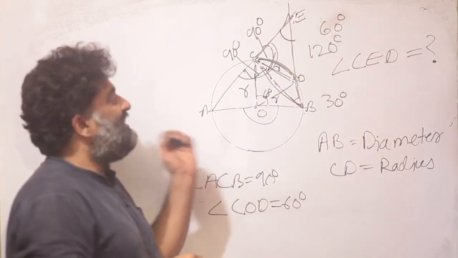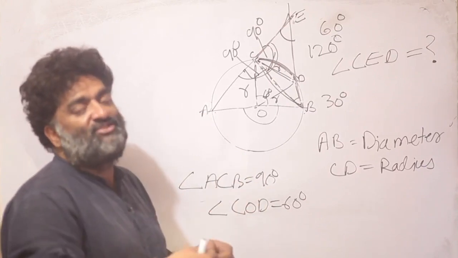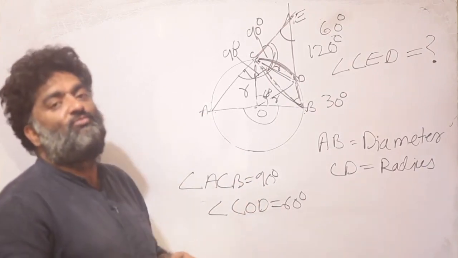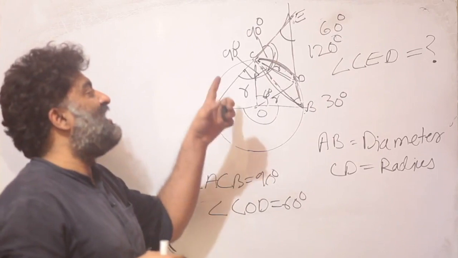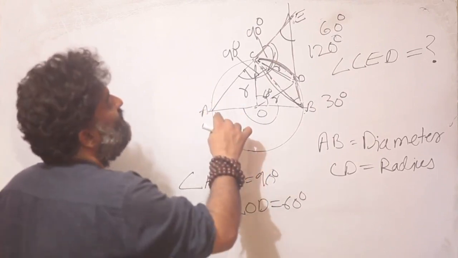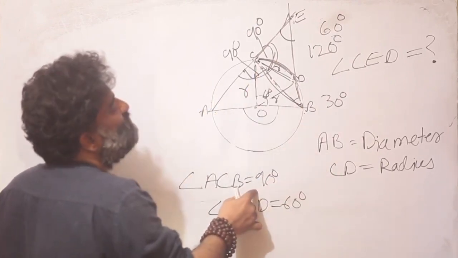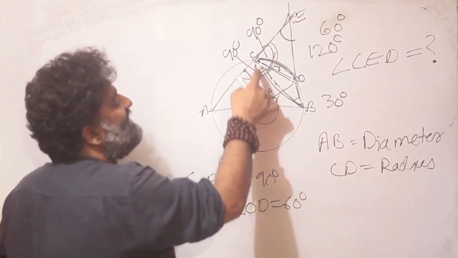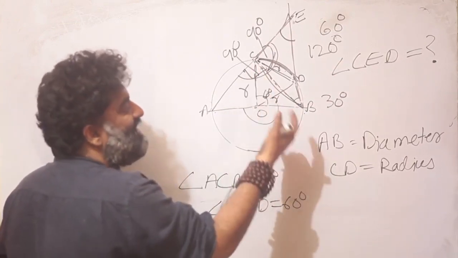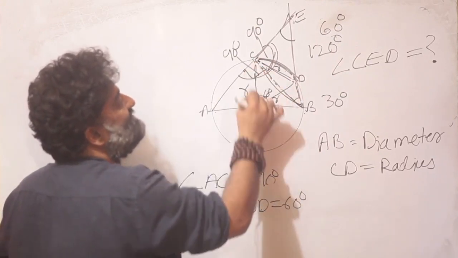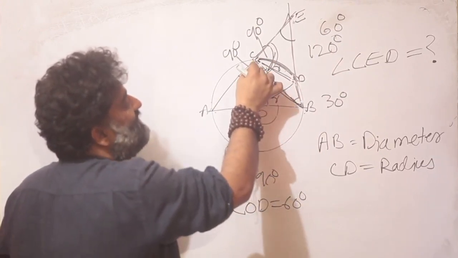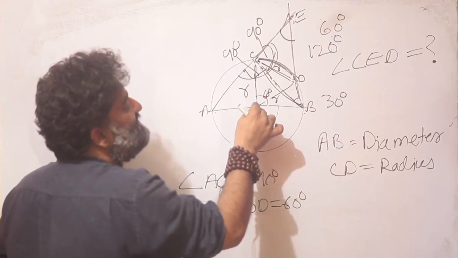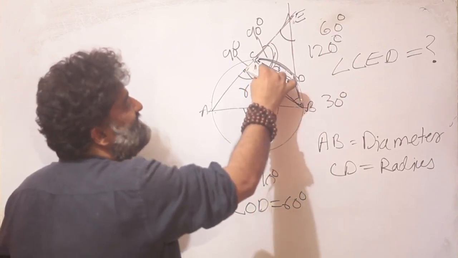So the idea should be fairly easy, just a couple of extra steps. If it is not clear to you, maybe hit pause and rewind and start the process from the beginning. Why is ACB equal to 90 degrees? Because this is 180 degrees. This angle is going to be half of this angle. Why is that? Because the angle subtended anywhere in the segment is half the angle subtended at the center. So I got this as 90 degrees.